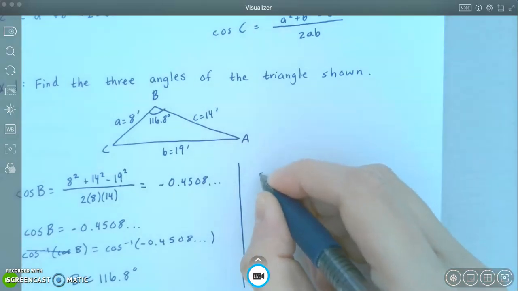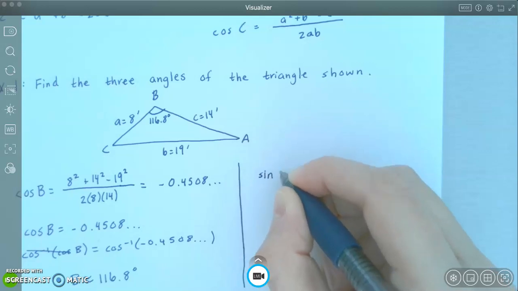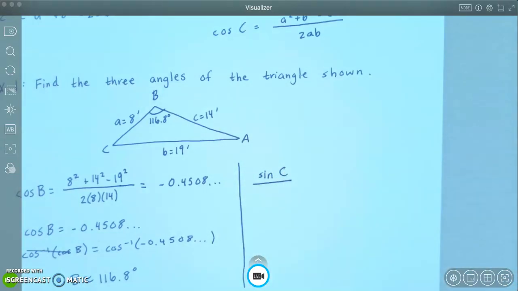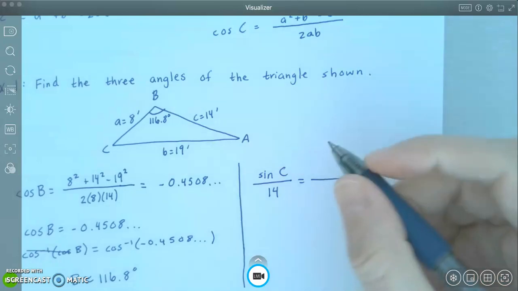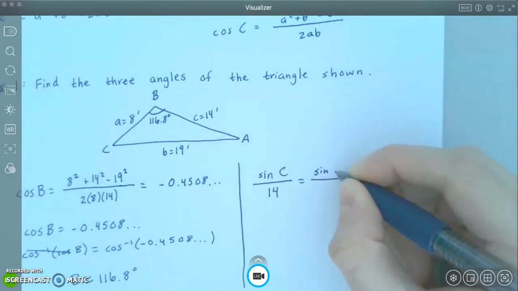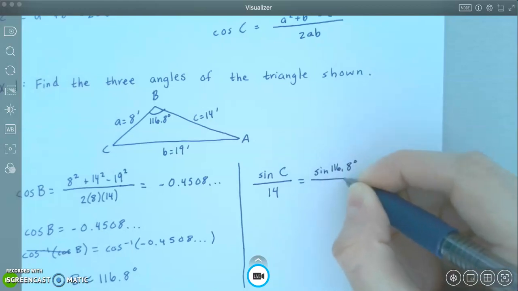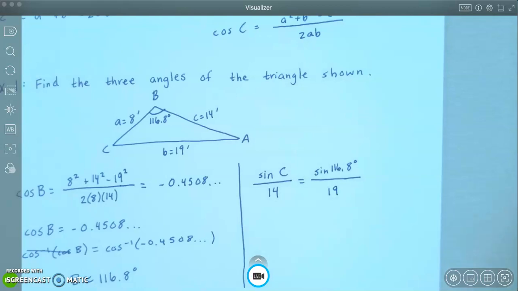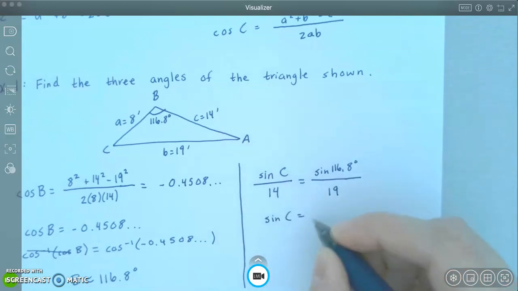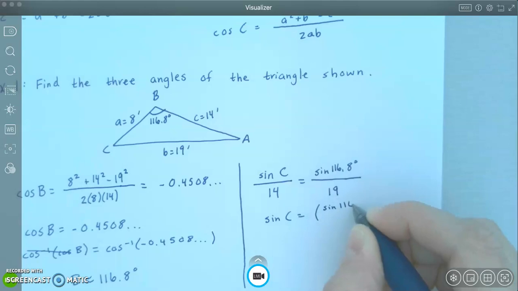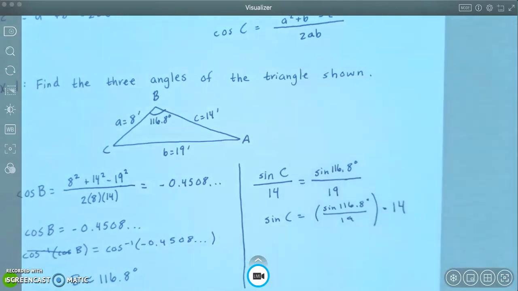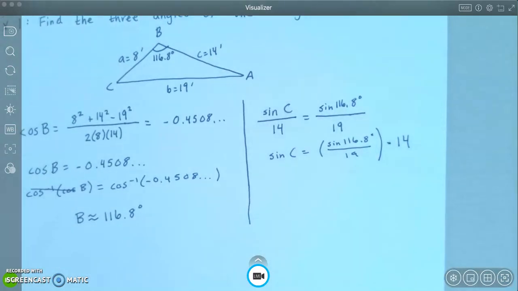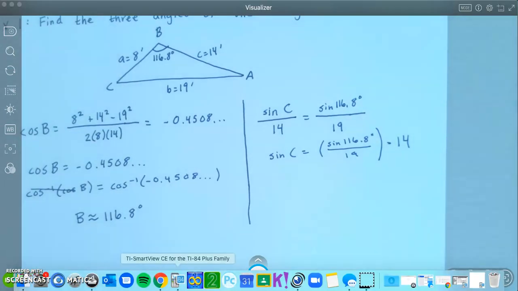So I'm going to do sine of C, I'm using law of sines now, over its side. So that's 14. And then I'm going to do the same thing, but with that complete set. So I'm going to use the B's. So sine of angle B, which is approximately 116.8, all over 19. And to isolate C, I'm going to multiply by 14 on both sides. So I have sine of C is equal to sine of 116.8 degrees all over 19, and all of that times 14. So let's go to the calculator and see what that gives us.